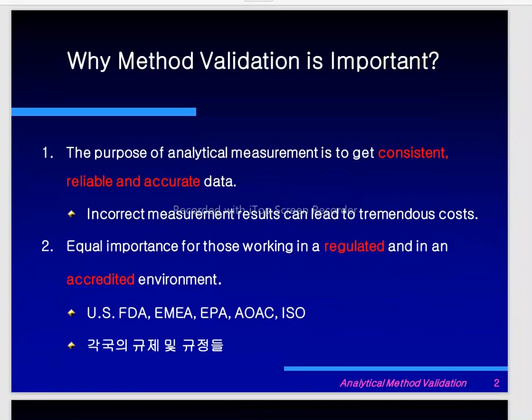Why is method validation important? The purpose of analytical measurement is to get consistent, reliable and accurate data. Inaccurate measurement results can lead to tremendous costs. It is of equal importance to those working in a regulated environment. US FDA, EMEA, EPA, AOAC, ISO, TGA, they require the analytical method validation data.